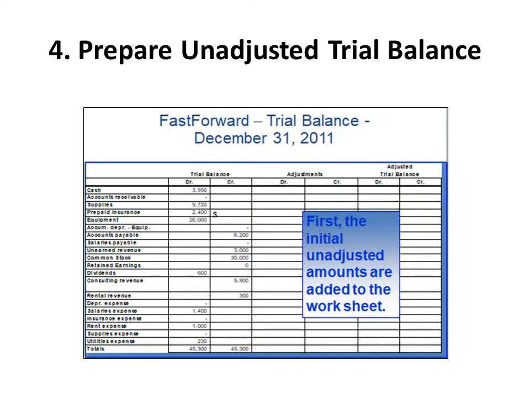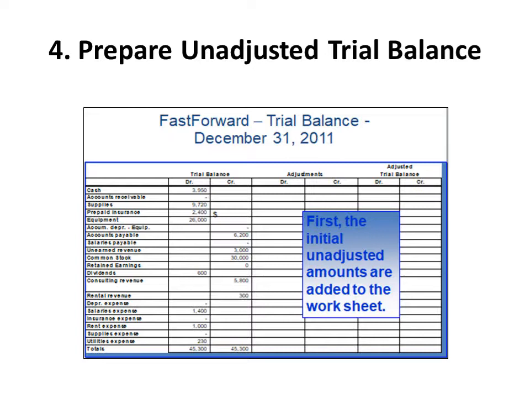This is what the unadjusted trial balance looks like. These balances, those debits and credits in the far left-hand columns, two of them. Notice the debits equal credits. And these are the balances that I pulled right off the general ledger.